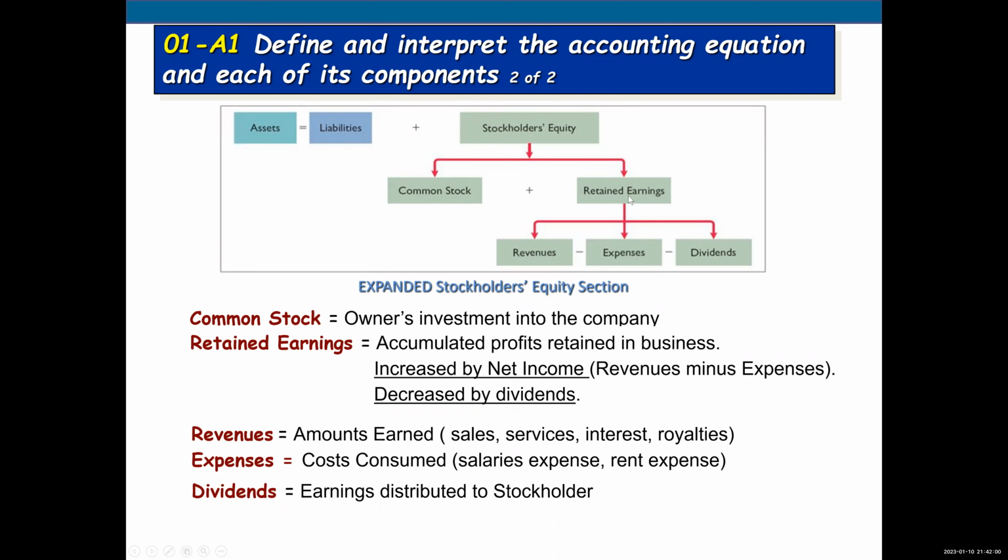Now, the earnings in here belong to the owner, to the stockholders. So at a certain point, the business is going to distribute those profits to the owners. We do that through dividends. So dividends is earnings distributed to stockholders.